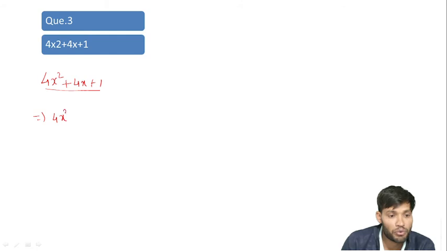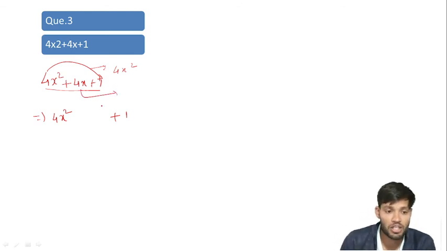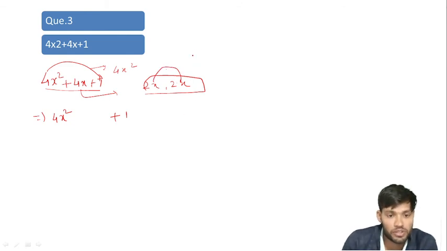We have to take 4x square and plus 1. Again we have to take two numbers which, when we multiply them, should give 4 ones are 4x square, and when we add them, it should give plus 4x. So we take 2x and 2x, which gives 4x, and when we multiply, 2 twos are 4x square.